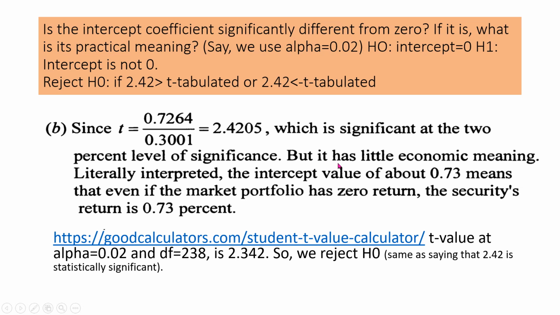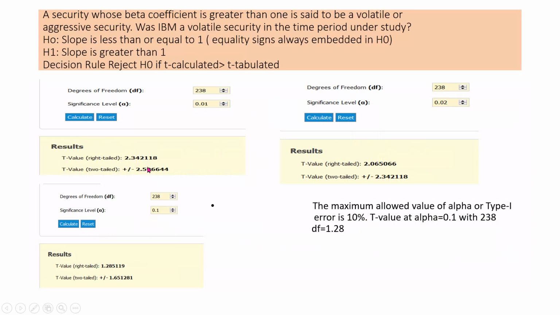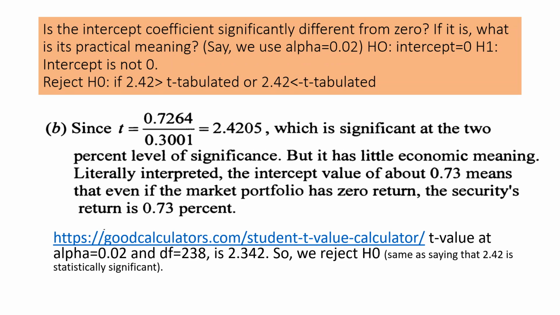Now to comment on whether this is significant in a practical or economic sense: if you look back at the equation, the value of the intercept is 0.73. What does that mean? Even if the market portfolio performance is 0, that is RMT becomes 0, even then the stock return is equal to 0.7264. That doesn't make a lot of sense. It simply means that even if the market portfolio gives no return, one security in the same portfolio is giving you a return of 0.73? That is practically not possible. So that is why we are saying that the intercept here is practically not a useful value, which is quite frequent. As I said, we focus only on the slope coefficient rather than the intercept.